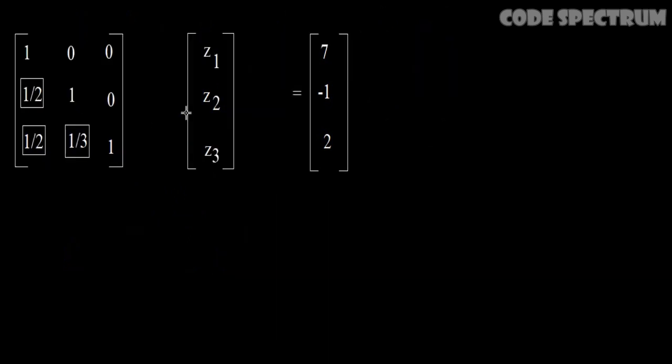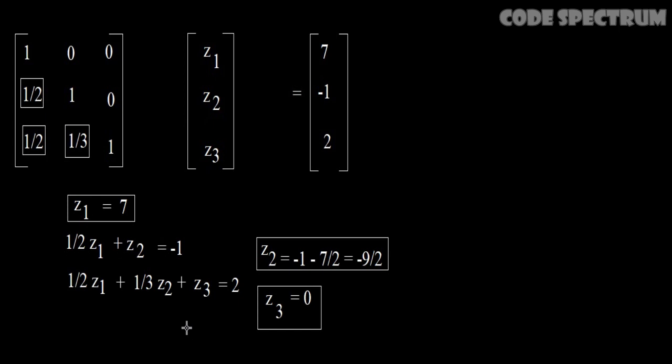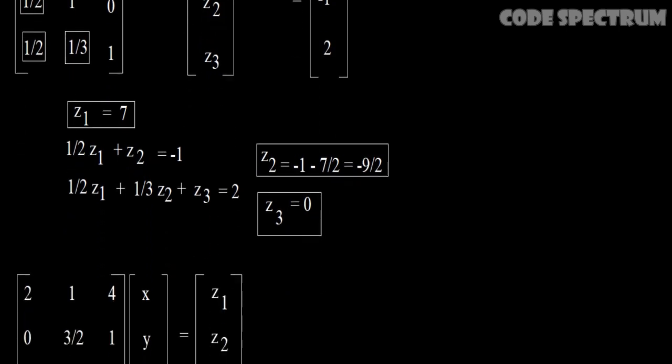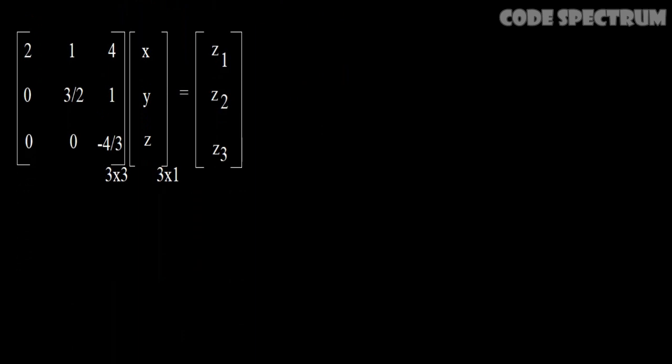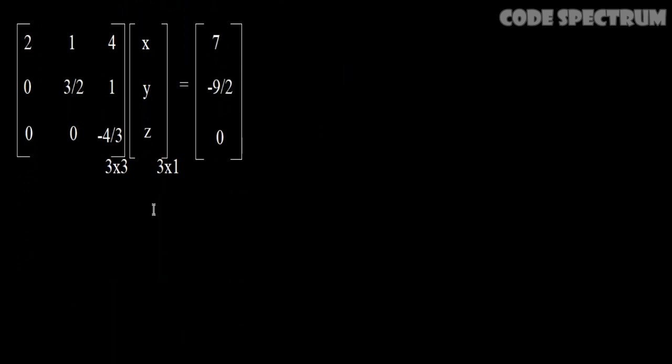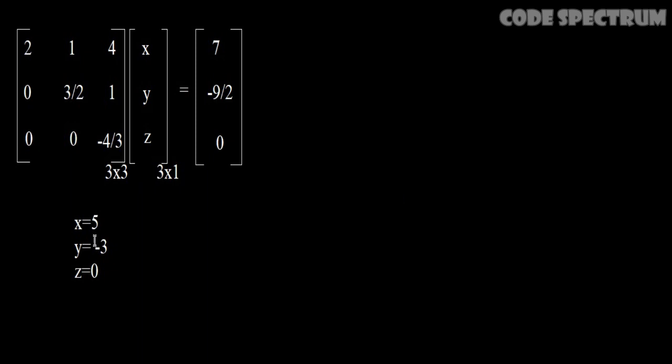Now we can write the following equations like this. After solving these 3 equations, we have got the value of Z1 equals 7, Z2 equals minus 9 by 2, Z3 equals 0. Now we will take these 3 values and place them in this equation. But can you solve for x, y, z? Yes, you can, because we have done it already. You will get x equals 5, y equals minus 3, and z equals 0. The application of the LU decomposition is to find out the value of unknowns in the three simultaneous equations.